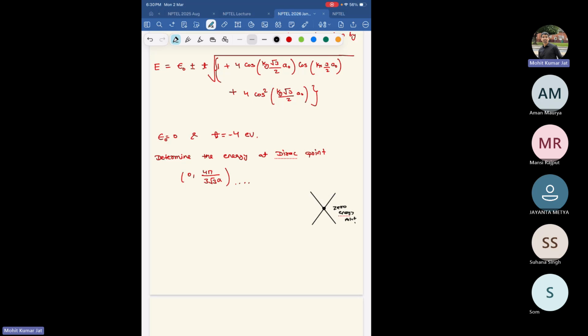Zero energy is just, we shift it, we call it the zero energy. We take the E naught to be 0. Actually, this energy is epsilon naught, this epsilon naught which is there.